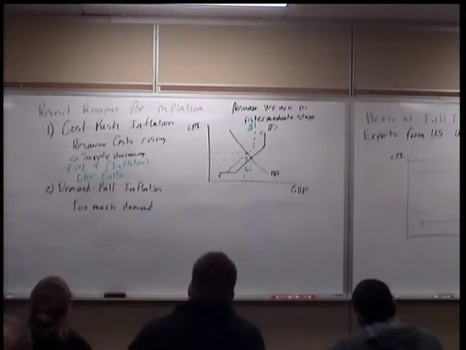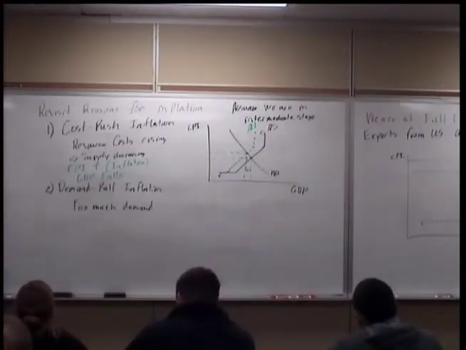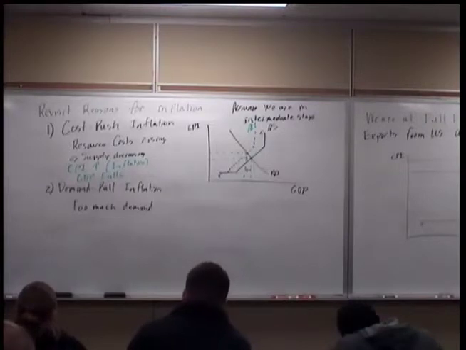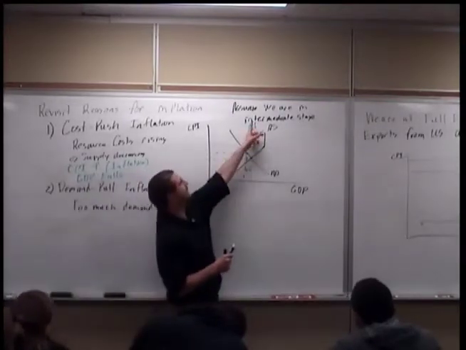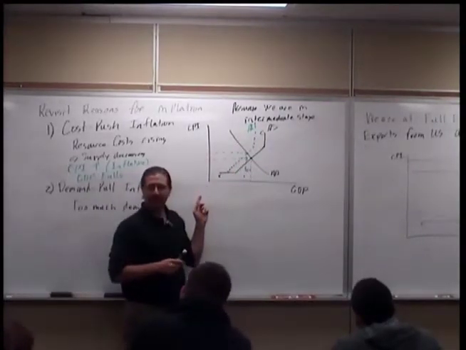When aggregate supply falls, prices go up and GDP goes down. The wrong thing. This is exactly what every president dreads, aggregate supply going down.